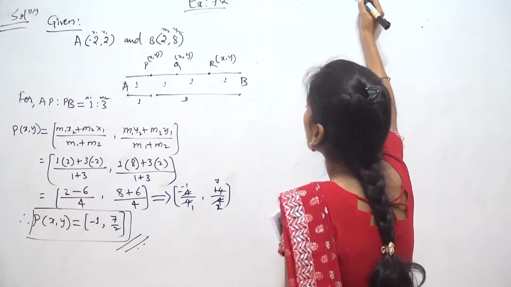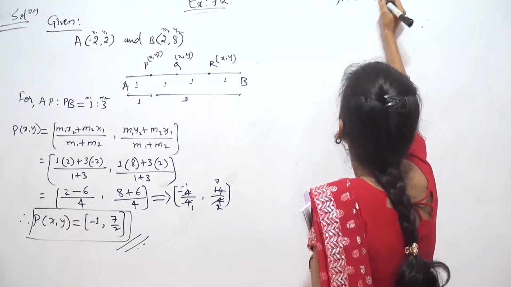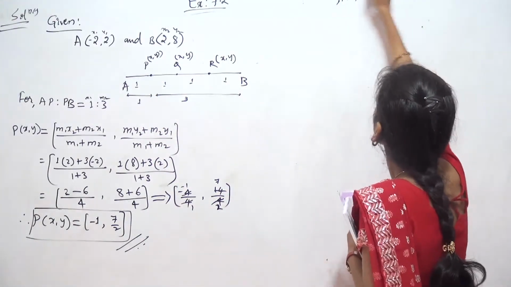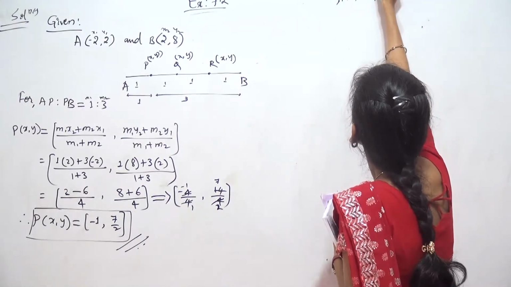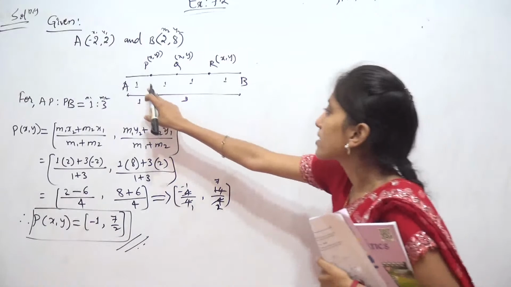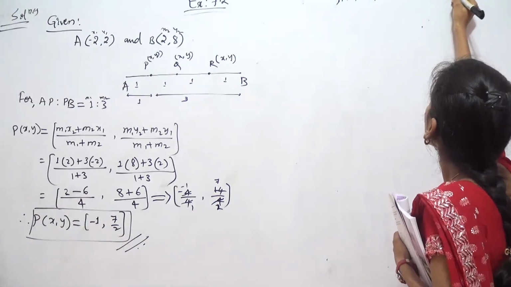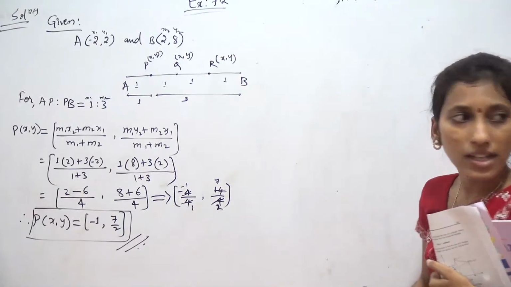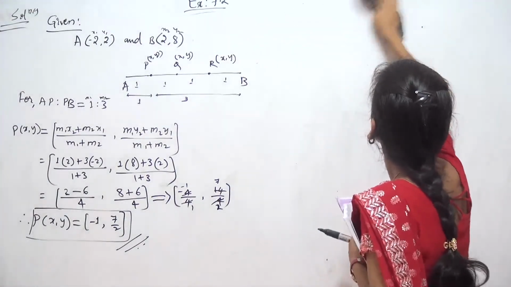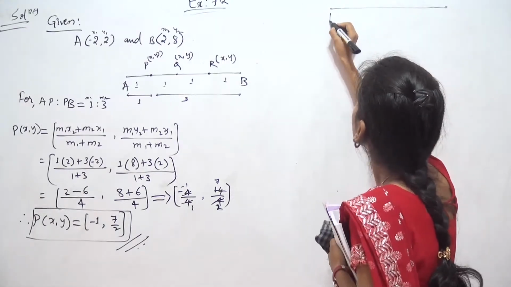For the ratio AQ to QB, it divides the total length. I'll write down a diagram here. This is Q, which divides AB as 2:2, like this: 1 plus 1 is 2, and 1 plus 1 is 2. So I wrote 2 here. Or you can take 2:2, or it will be 1:1. I'll write a little bit down. So this is AB.